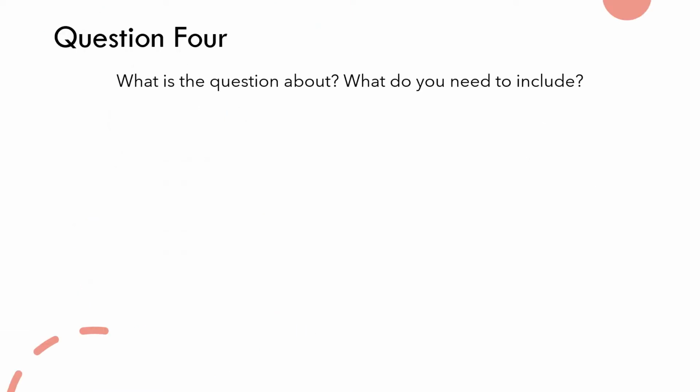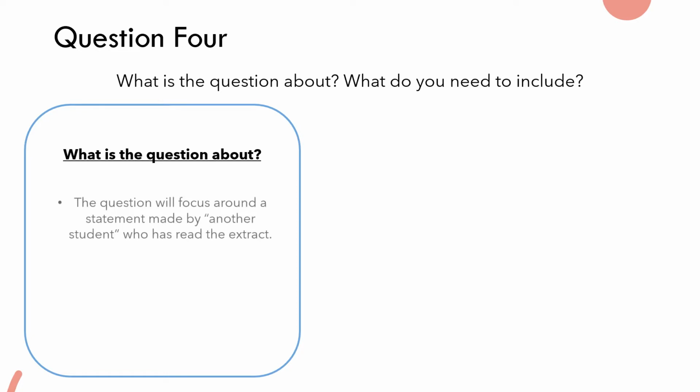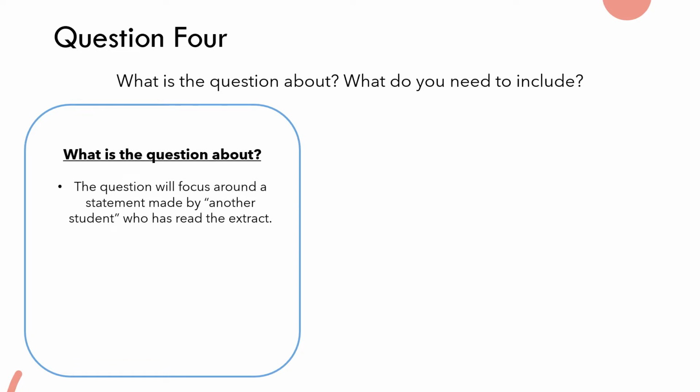So the first thing is, what is question 4 about, and what kind of things do you need to include? Now this is a question that a lot of people struggle with, so it's really important to think about breaking down the question. So the question will focus around a statement made by another student who has read the same extract that you are faced with. It normally focuses on the second half of the extract, and it is worth 20 marks.